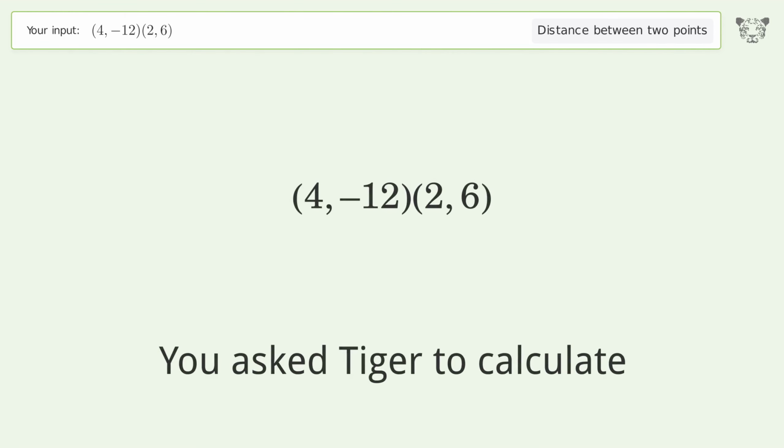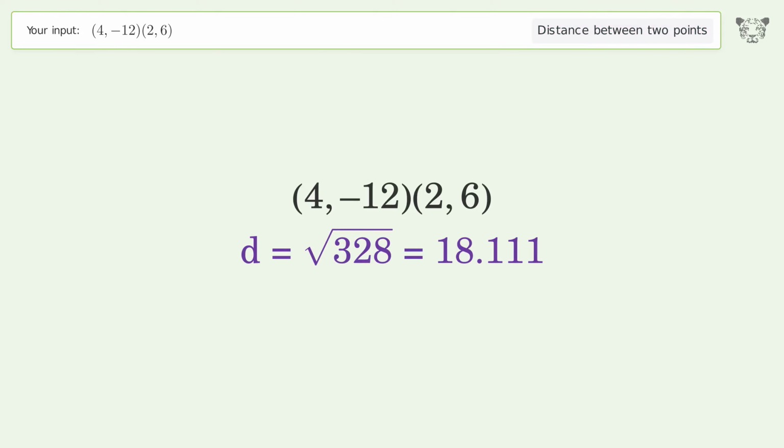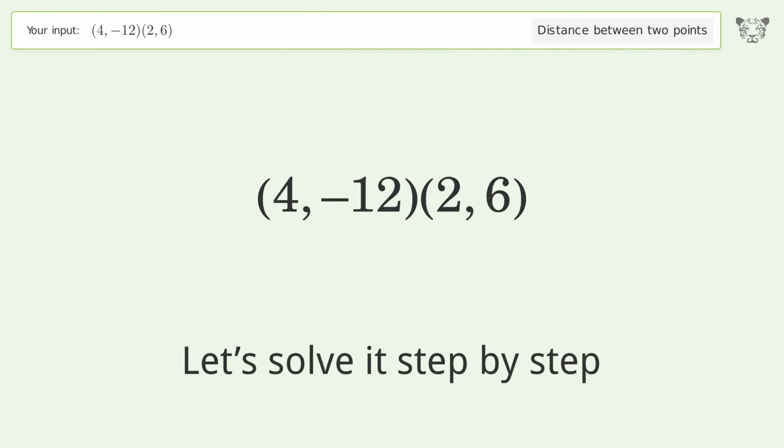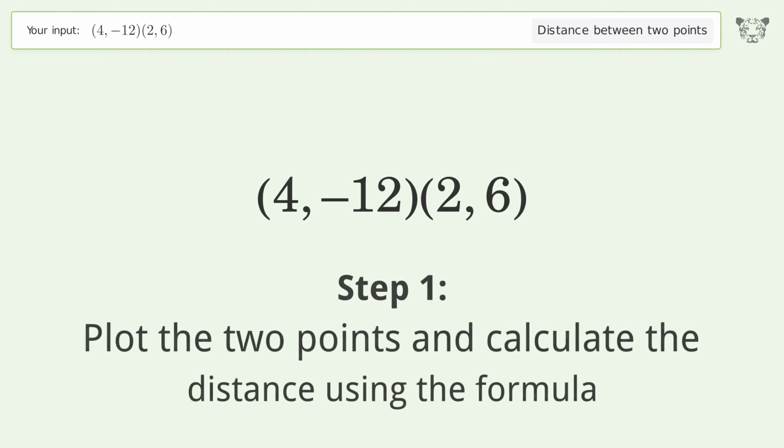You ask Tiger to calculate. This deals with the distance between 2 points. The distance between the 2 points is the square root of 328, or 18.111. Let's solve it step by step. Plot the 2 points and calculate the distance using the formula.